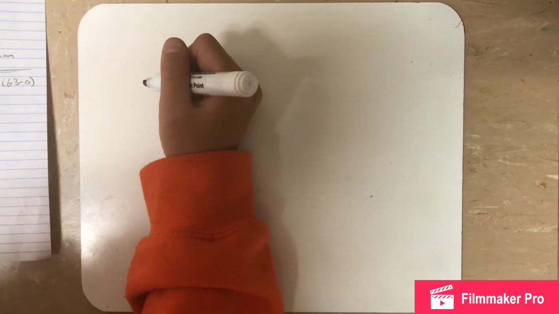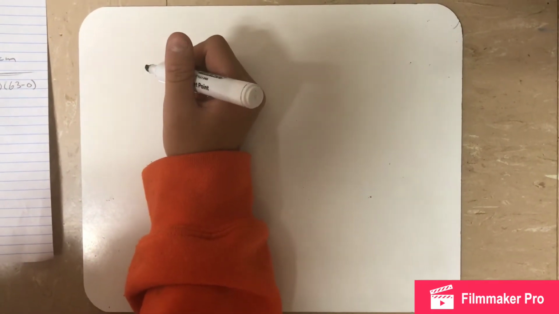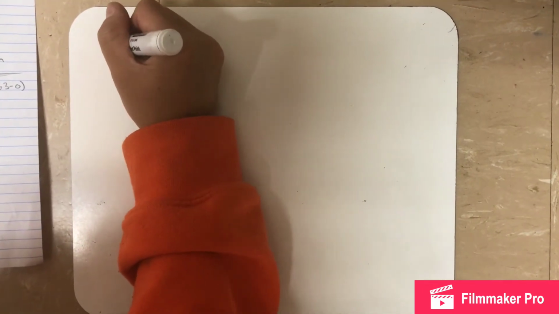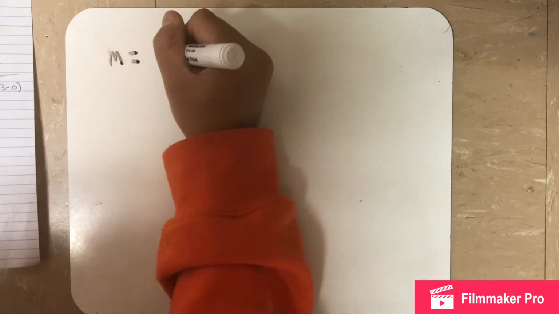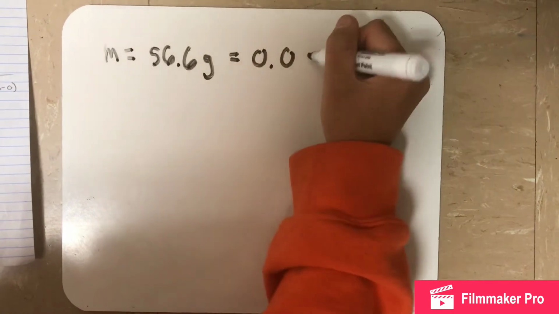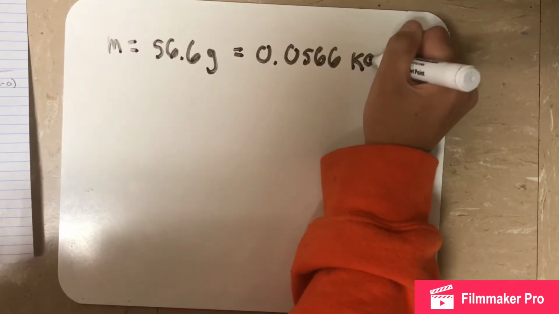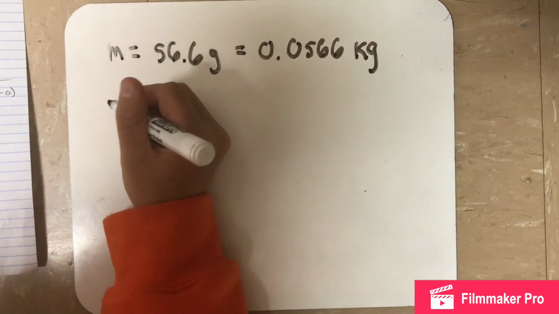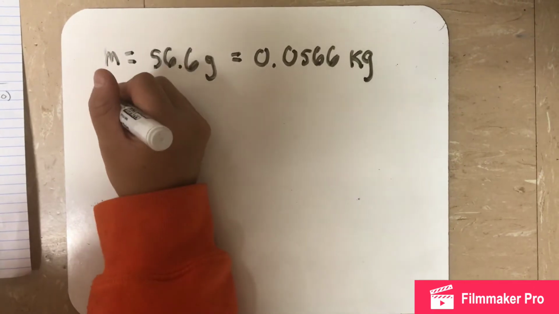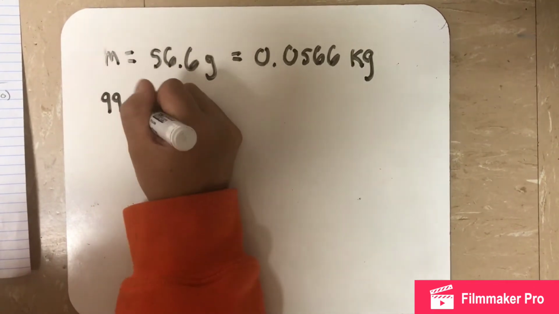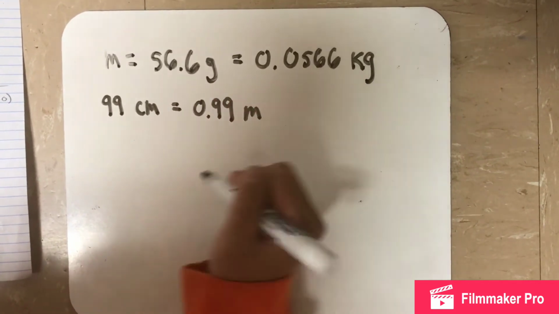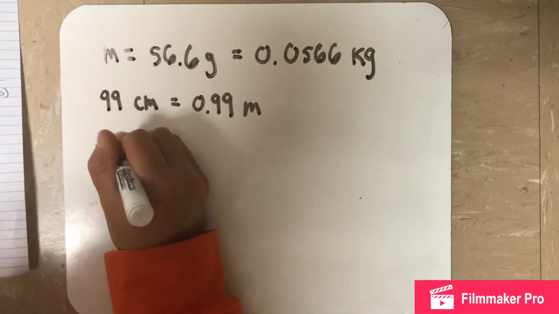So to find the mass of the tennis ball, we used a scale or a balance, and the mass ended up being 56.6 grams, which converts to 0.0566 kilograms. And now to find the velocity when the ball is going down, because we're dropping it from a height of 99 centimeters, which converts to 0.99 meters, we use the kinematics equation.